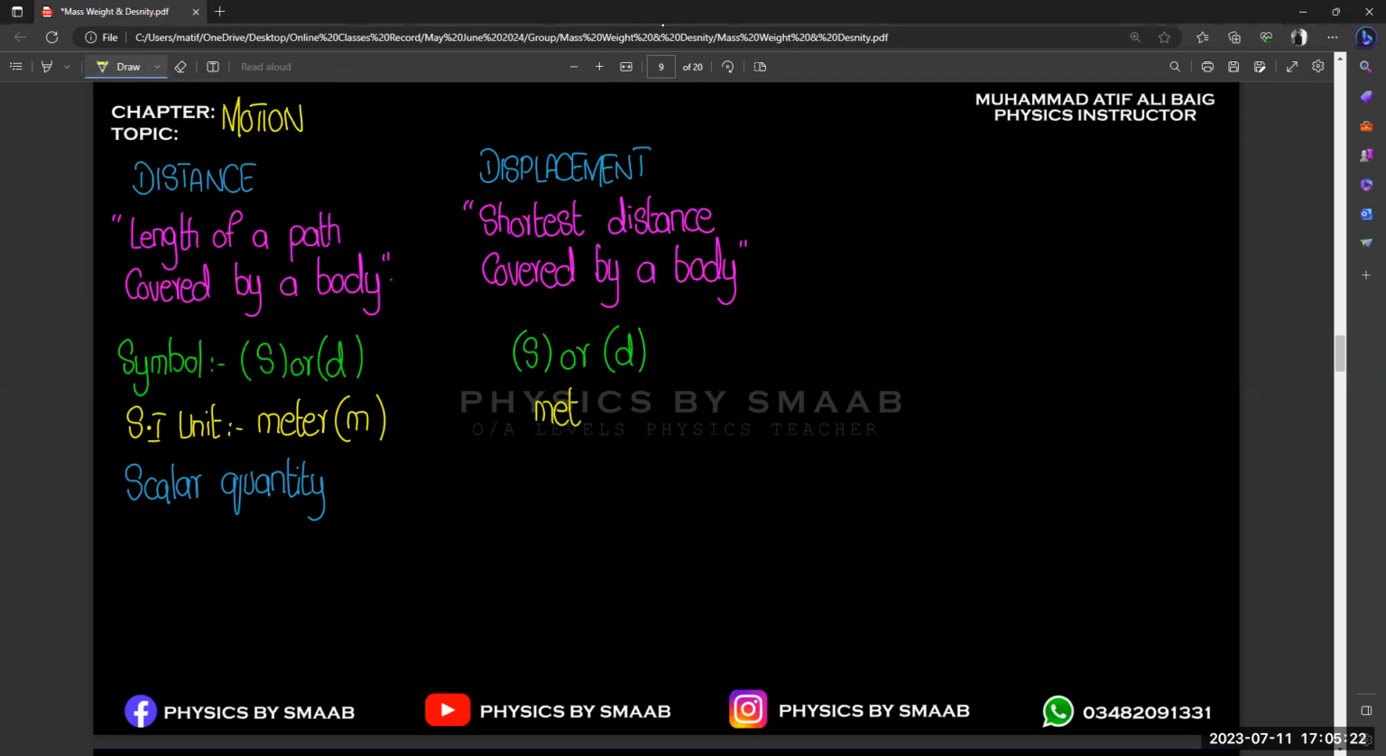The difference is that all the concepts and all the parameters are the same, but displacement is a vector. So we need to include one more thing in our definition: the shortest distance covered by a body in a particular direction, right?